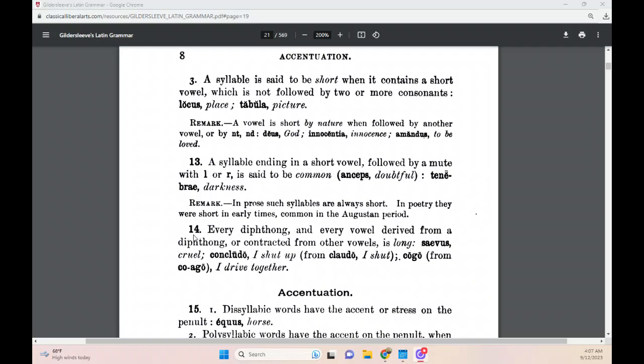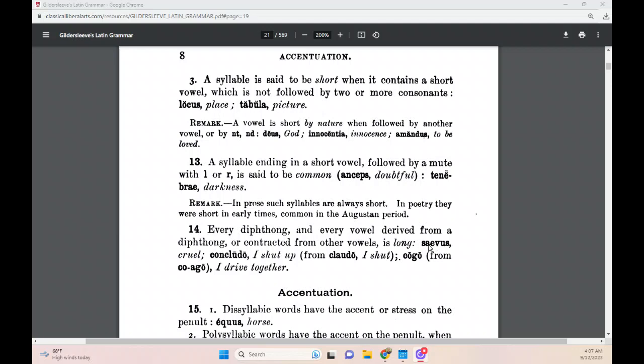And lastly, in Article 14, we read, every diphthong and every vowel derived from a diphthong or contracted from other words is long. Let's read that again. Every diphthong and every vowel derived from a diphthong or contracted, that means shortened, from other vowels, is long. So let's look at some examples.